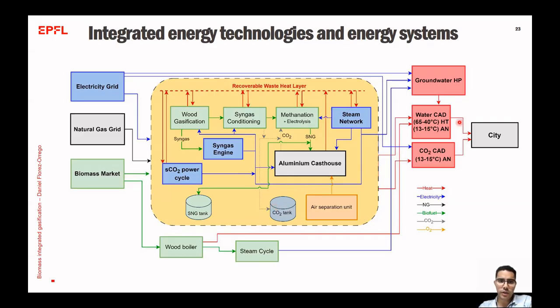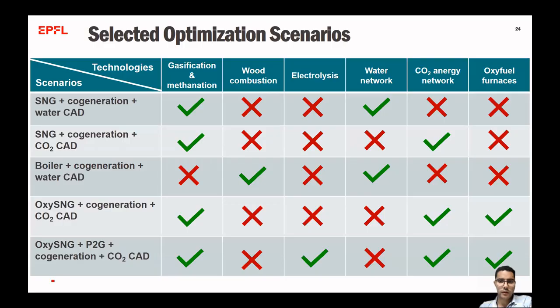We can see also here that we can use different types of district heating. We can use a groundwater heat pump, and then we can also use a water district heating network, which we call CAD because it's chauffage à distance. Or we can also use a district heating network that is based on CO2. All of this is to supply the energy needs of a nearby city of the aluminum remelting plant.